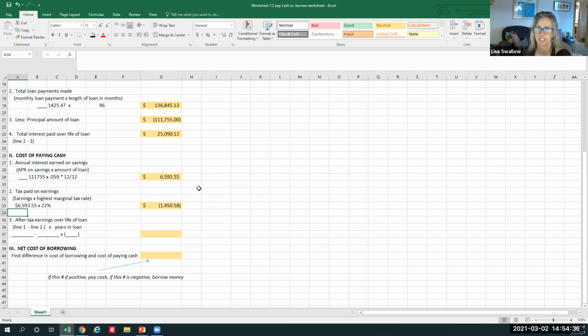So let me say that again. She's foregoing interest income for the next 8 years. She's not going to get this. This minus this is her take-home interest. If she forgoes that for the next 8 years, what's that going to look like? And it says line 1 minus line 2 times years in loan.